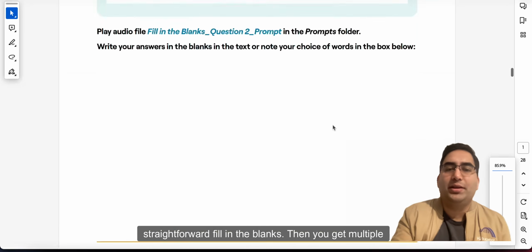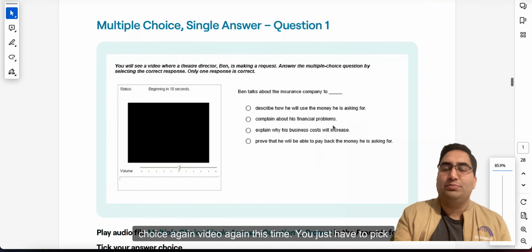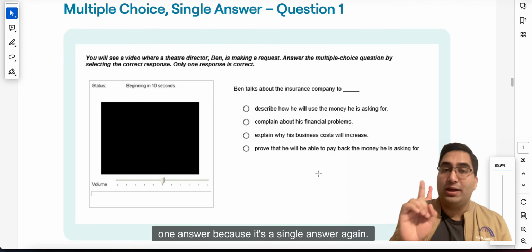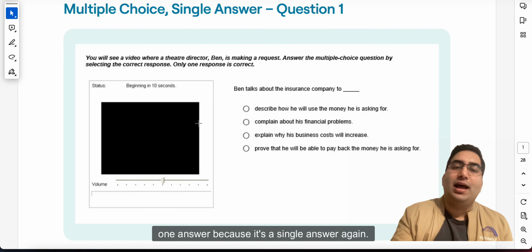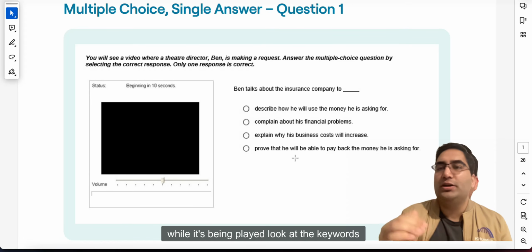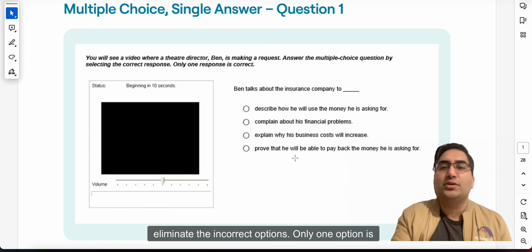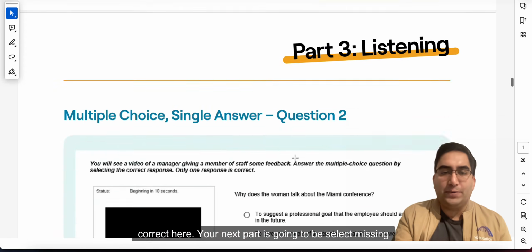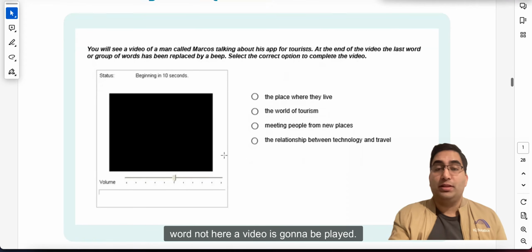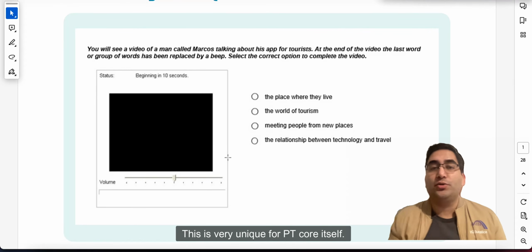Okay, pretty straightforward. Fill in the blanks, then you get multiple choice again, video again. This time you just have to pick one answer because it's a single answer. Again, listen carefully, look at the options while it's being played, look at the keywords, eliminate the incorrect options. Only one option is correct here. Your next part is going to be select missing word. Now here a video is going to be played. This is very unique for PTE Core itself.